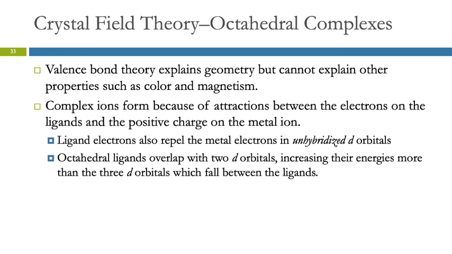So we've got attractions between the electrons on the ligands and the positive charge on the metal ion. But then those ligand electrons are also going to repel electrons in the unhybridized d orbitals of the metal ion. And so when we have the octahedral ligands, they're going to overlap with two d orbitals, and that's going to increase their energies more than the 3d orbitals that fall between the ligands.